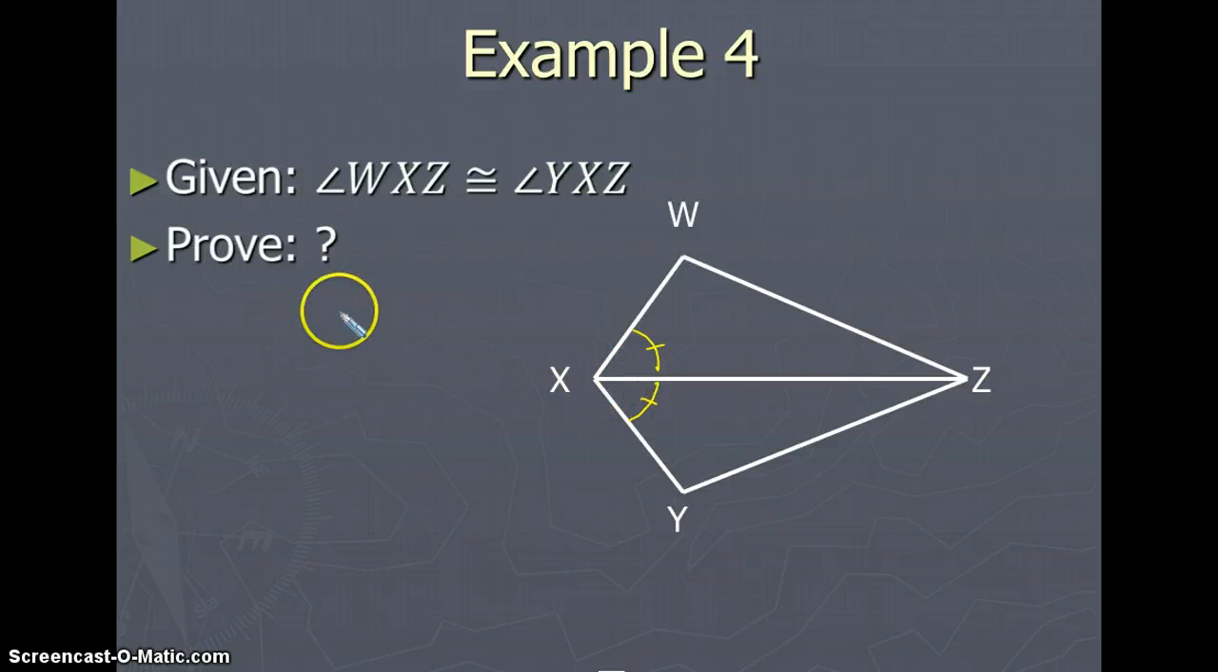So my conclusion here is going to be that XZ, and we're going to call that a ray. You could technically call it a segment, but when you've got bisectors and it bisects an angle, it's technically supposed to be a ray because it's going to keep on going. So XZ bisects angle WXY. That's really the only valid conclusion we can draw based on the given information.